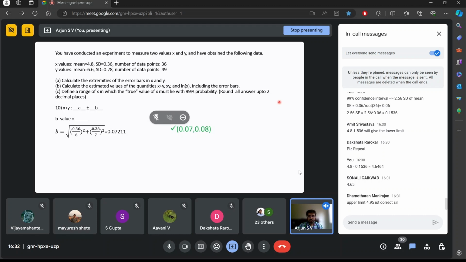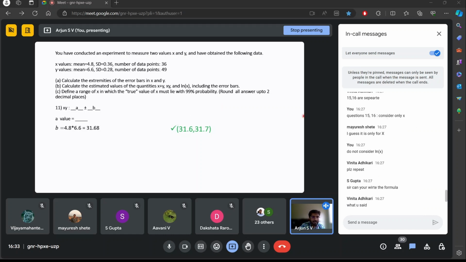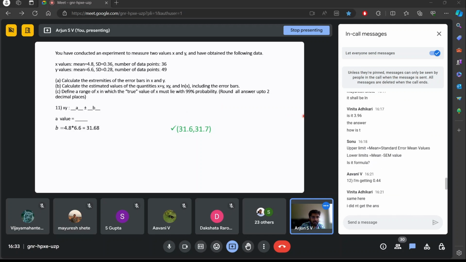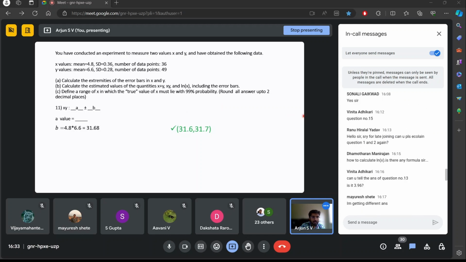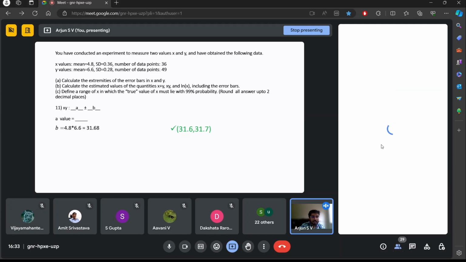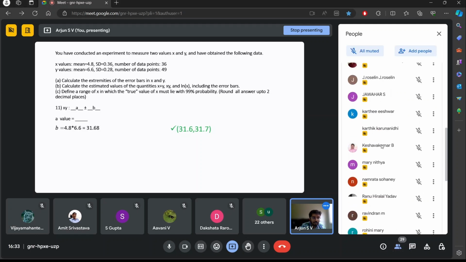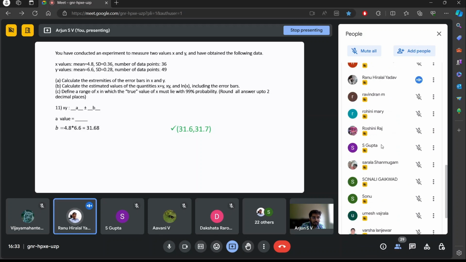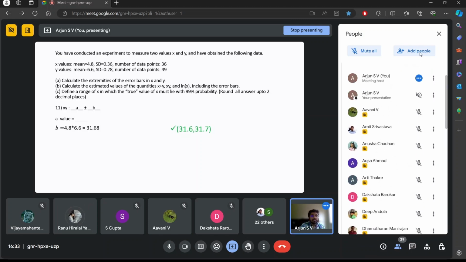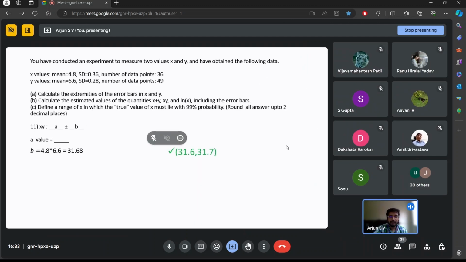So I think that's all for the questions. Even though I didn't cover the last 5 questions, I think we covered them through discussions as well. Someone here asked about how to use the Z table and T table. And Ranu Hiral Yadav has asked about questions 1 and 2 again. Are you guys still here? Yes, I'm here. So questions 1 and 2 of week 7, right?